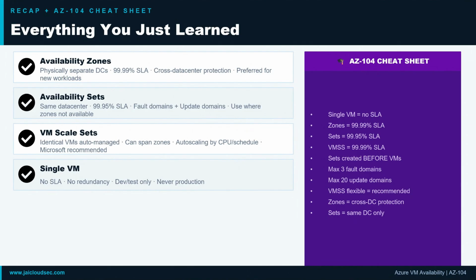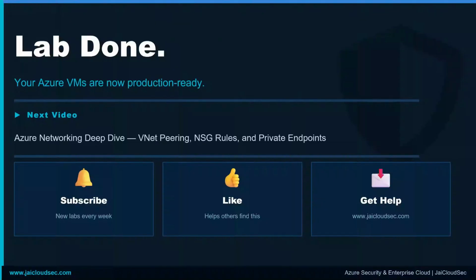99.99% SLA, configure autoscale rules after deployment, Microsoft's officially recommended HA solution. And the single most important thing to remember for AZ-104: a single VM with no availability option has zero SLA from Microsoft. Always use one of these 3 options for any production deployment. And that is Azure VM availability: availability zones, availability sets, and VM scale sets, concepts, comparison, and full portal lab.